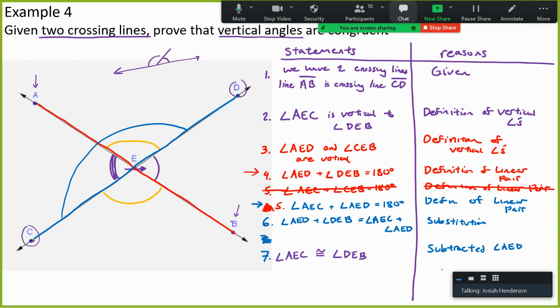So we have this in 7 steps. The truth is, we could probably tighten this up a little bit. I guess we wouldn't have needed to put line 3 in there because we didn't really use AED and CEB being vertical. But we did use line 4 and line 2 with AEC and DEB being vertical. So up at line 2, we established that AEC and DEB are verticals. And at the very bottom, we finally established that they're equal and therefore they're congruent.